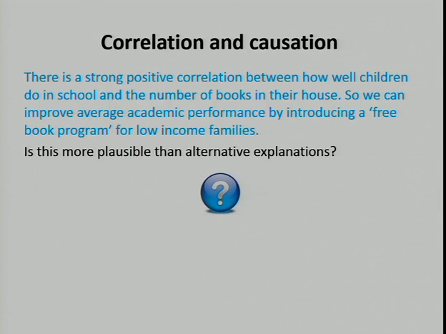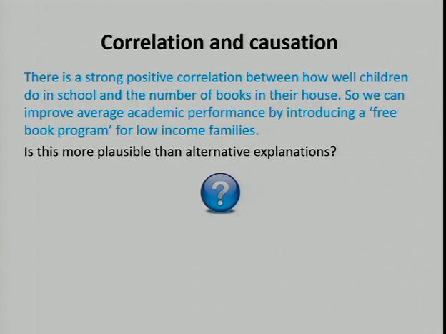Think about the comparative plausibility of different types of explanations. So something like this. There's a strong positive correlation between how well children do in school and the number of books in the house where they live. So we can improve average academic performance by using a free book program to increase the number of books in students' houses. This will work. This will improve their performance. So what could one say about this type of case?